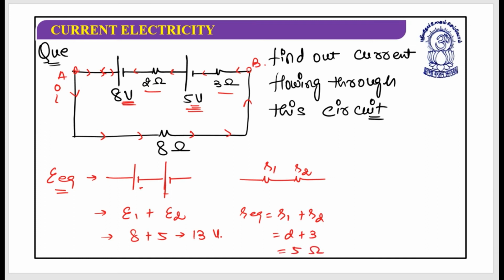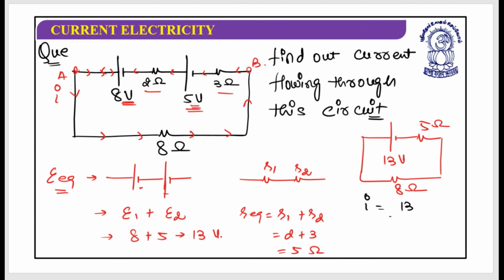So the circuit would be 13 volt, this is 5 ohm, and this is 8 ohm. So the current will be 13 divided by 8 plus 5. This is 13 by 13, which should be 1 ampere. This should be the answer.